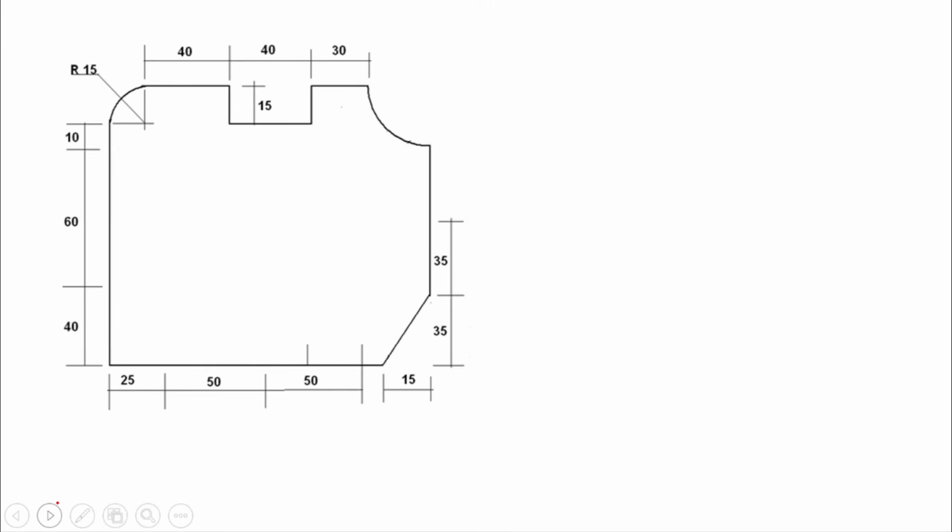Before starting to write the CNC part programming, let us finalize the tool path. To finalize the tool path, first we are selecting the program 0. So let us consider that this is our program 0. So this is X, Y, and this point is 0, 0. All the dimensions are in metric. These dimensions are in mm in the metric system.